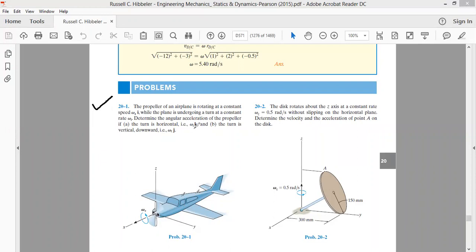omega t along the z-axis. And in part B, if the turn is vertically down, if the aircraft makes a turn in such a way that it keeps its nose in a downward direction, in both the cases, in part A and part B, we have to find the angular acceleration of the propeller with respect to the ground. So how do we approach this question?